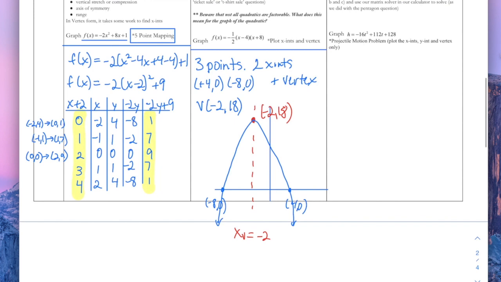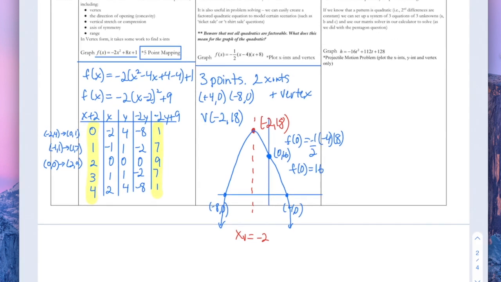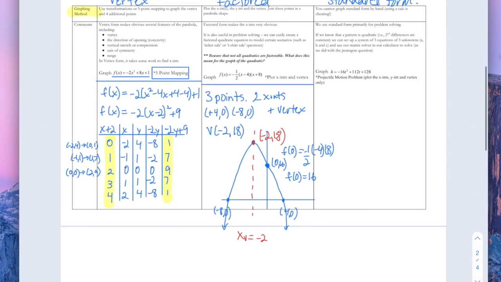Something easy we could do here as well is figure out what the y-intercept is, if I just evaluate my function at x equals 0. Okay, so that would be a nice addition to that.